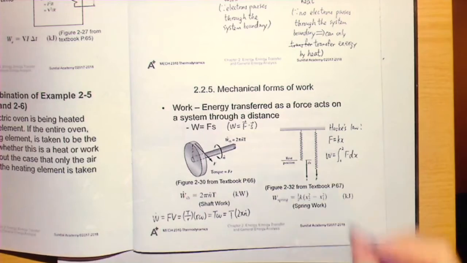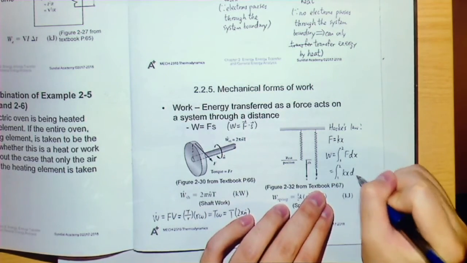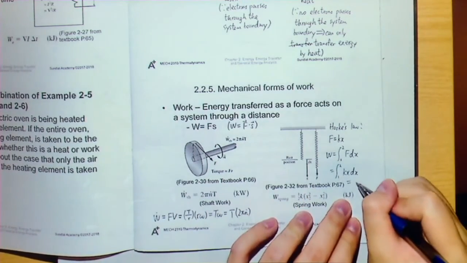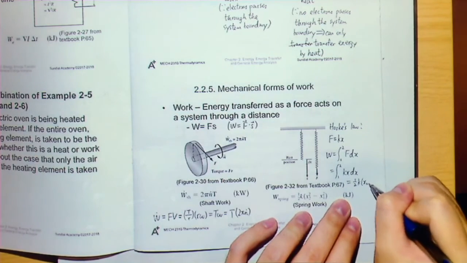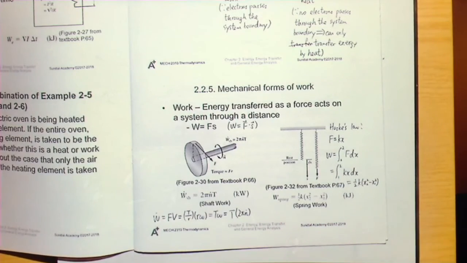Okay, and then it will be equal to the integral from 1 to 2 of kx dx. Okay, kx dx. And by the rules you have learned in integration, then you will have 1 over 2 k times x2 squared minus x1 squared. So we have the expression for spring work.